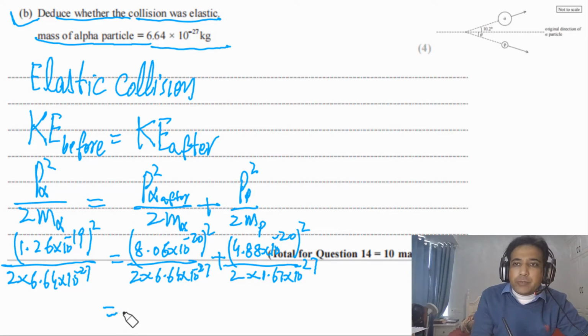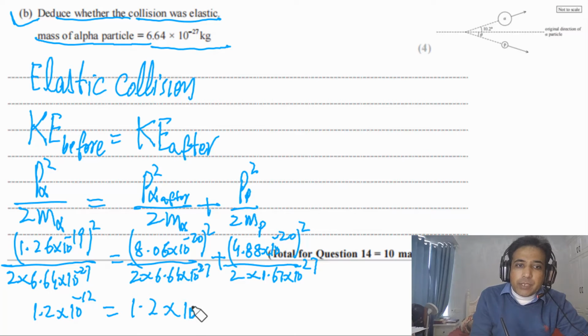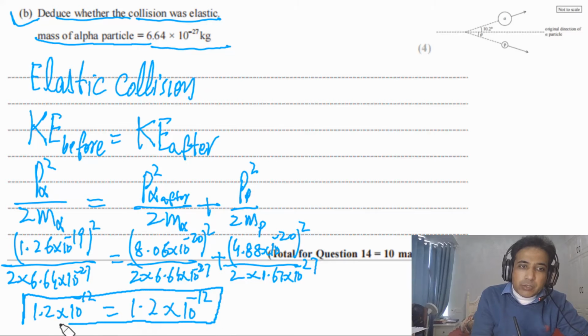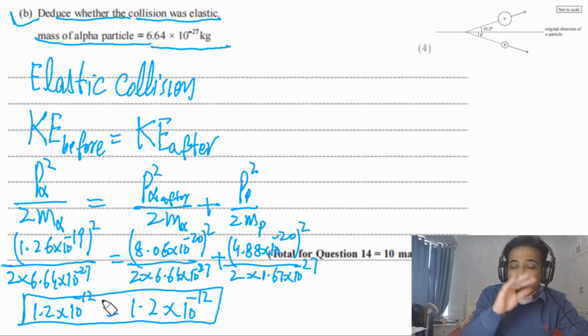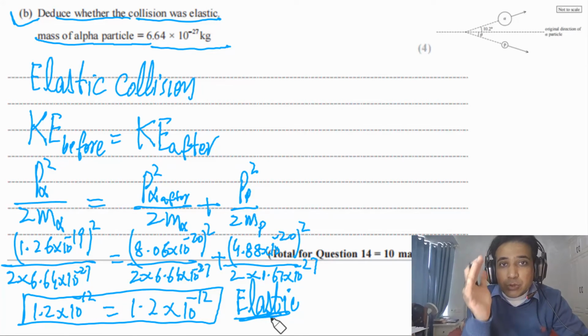Now if we solve this, we will get 1.2 times 10 to minus 12 joules on one side, and on the other side we will also get 1.2 times 10 to minus 12 joules. As these two sides are equal, it means the kinetic energy before is equal to the kinetic energy after, so it is an elastic collision. So simply we can say this is elastic. This is how you need to answer.